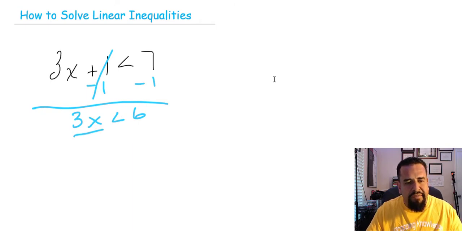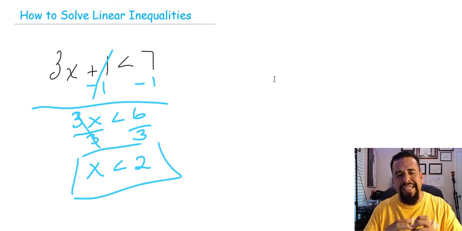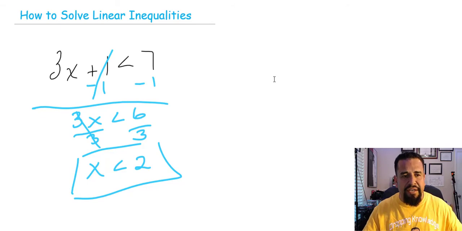And then here, divide both sides by 3. And I get x is less than 2, because 6 divided by 3 is 2. So x is less than 2. Understand that this is a statement and it doesn't give me an answer. My answer is not 2. My answer is values that are less than 2.